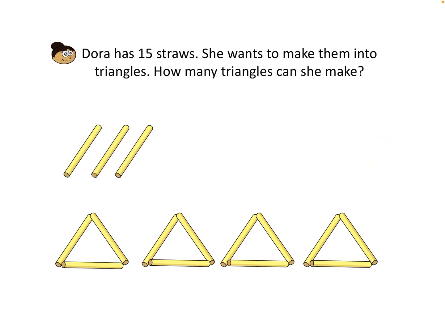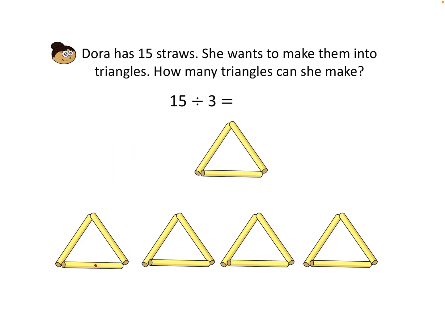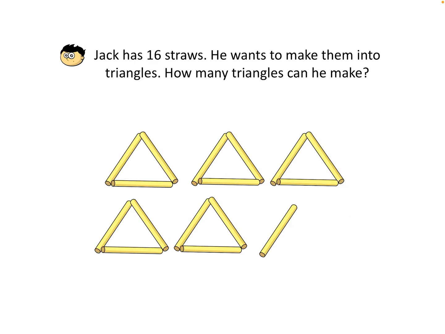So Dora has her 12 triangles, so her 12 straws down there, because 3 times 4 is 12. She's got 3 left over. Here we go, I'm going to put them in. So has she got any left over? We've got 12 and our 3 is 15. No, she doesn't. There are no remainders in this one. She can make 1, 2, 3, 4, 5 whole triangles.